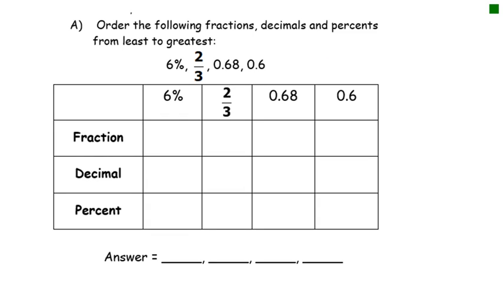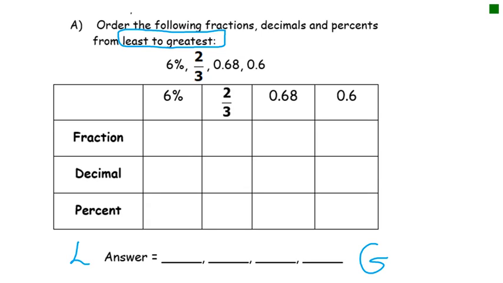Just like many topics in math, one of the best ways to understand it is to practice it. So example A says, order the following fractions, decimals, and percents from least to greatest. So the first thing that we have in our notes to do for step 1 is to read the problem and identify the order. So this asks for us to order from least to greatest. So that means my least value will be listed first on the left-hand side, and the greatest value will be listed last on the right-hand side.